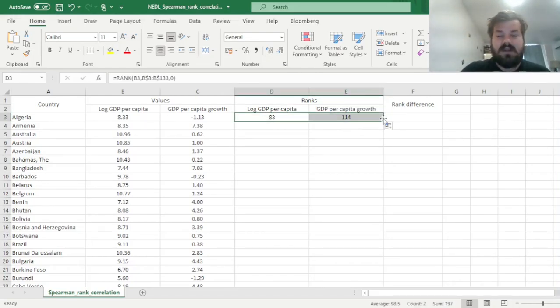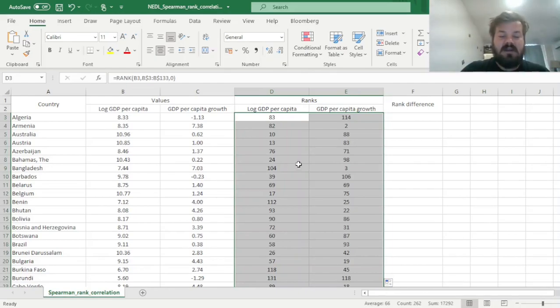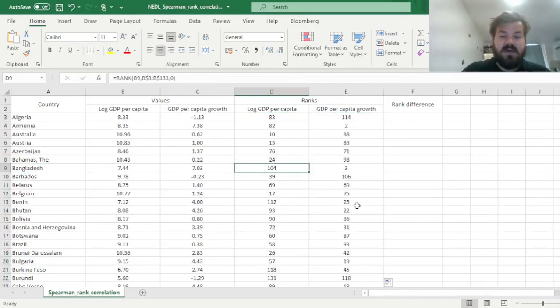And if we drag it all the way down, we can calculate the ranks for both variables for all of our sample countries. For example, we can see some evidence of the convergence hypothesis being true, of the inverse relationship being prominent in the data set. For example, Bangladesh is quite a poor country in terms of log GDP per capita, but it's growing quite fast, catching up with its richer counterparts, with GDP per capita growth being higher than 7% per annum, which is the third highest in the whole sample.